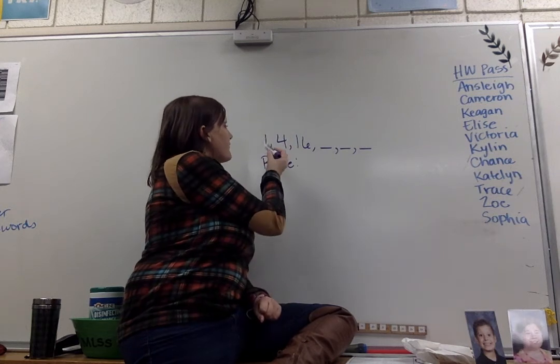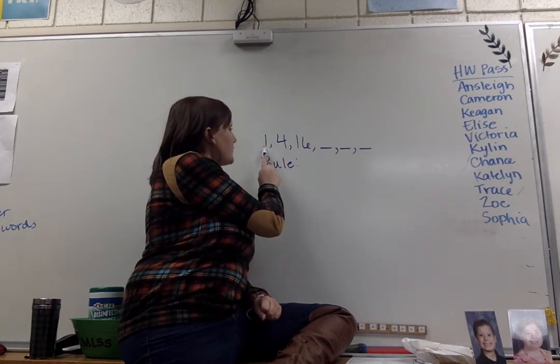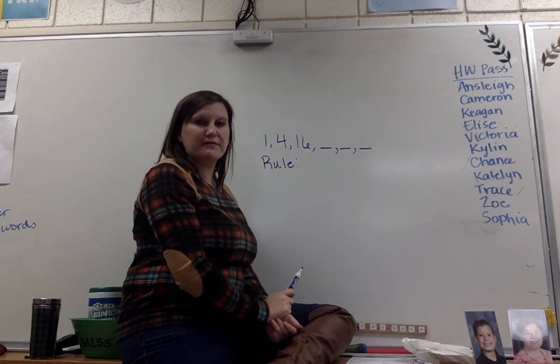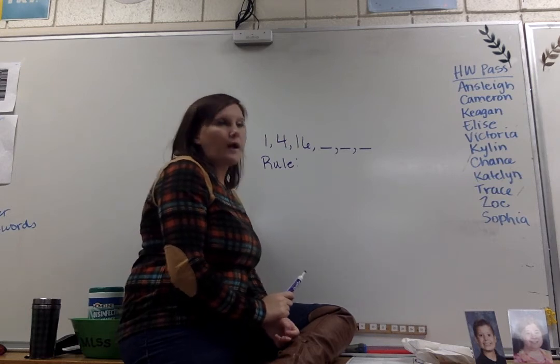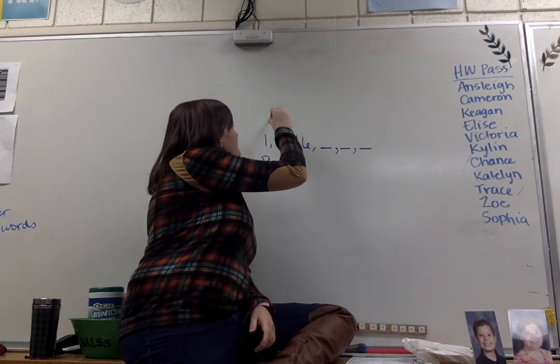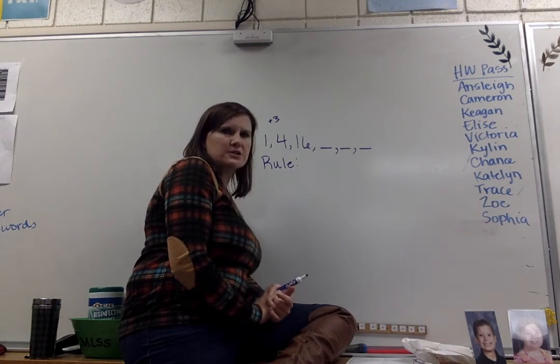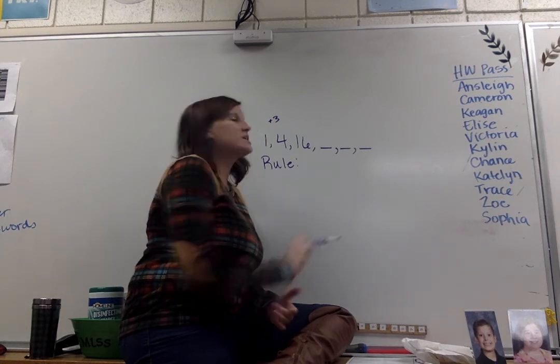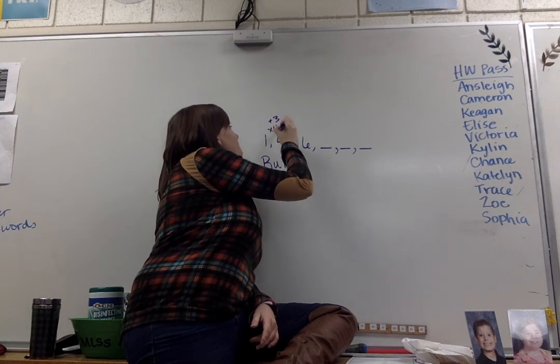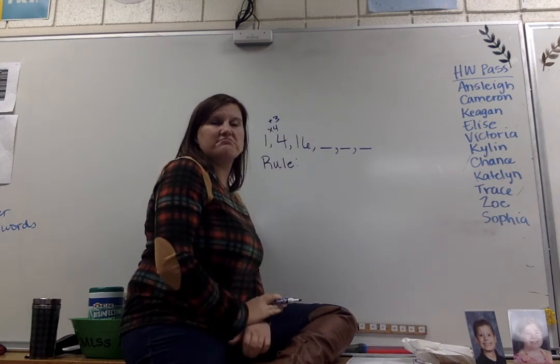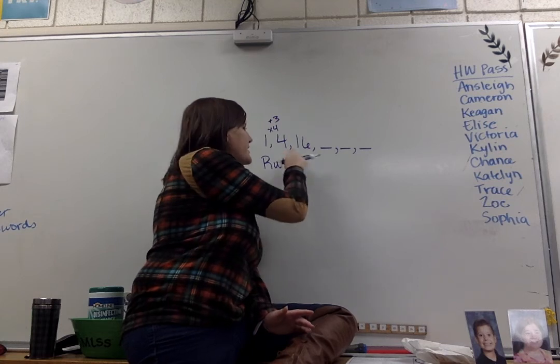So from number to number, if I look at the 1, I have to think of how I get from 1 to 4. Well, I know I could do 1 plus 3 to equal 4. I also know I can do 1 times 4 to equal 4. So that's really the only 2 things I can do. So let's see if any of those work for the next step.